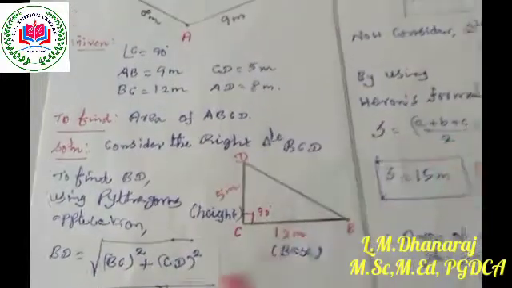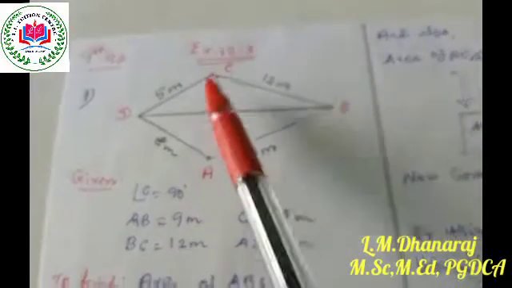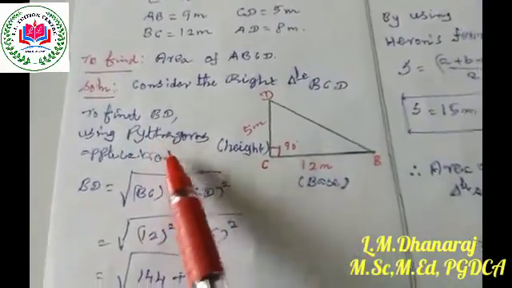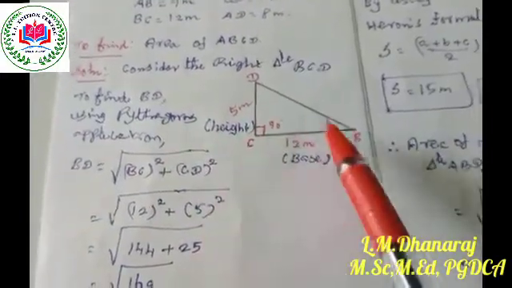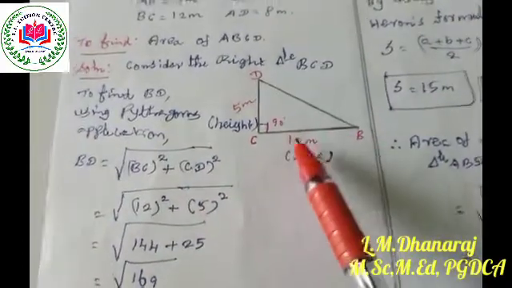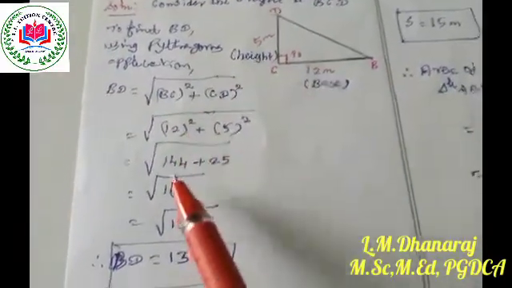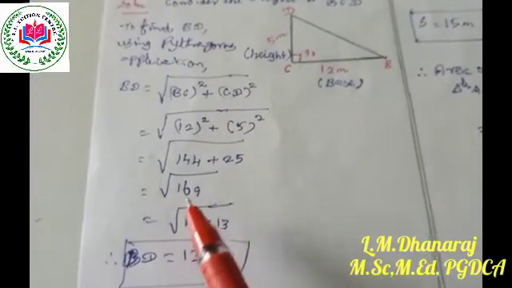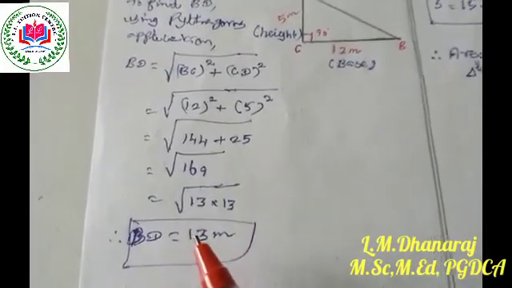Right. Now first let us consider the right angle triangle BCD, because this angle is 90 degrees. So BD is the hypotenuse. By using Pythagoras theorem, the hypotenuse square BD square is equal to BC square plus CD square. BC is 12 square and CD is 5 square. So 12 square is 144 and 5 square is 25. Totally this is square root of 169. So the square root of 169 is 13 meters.